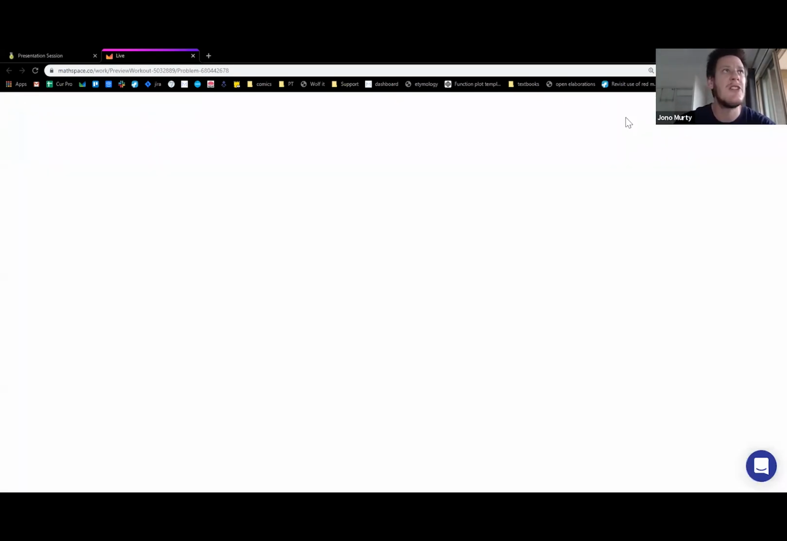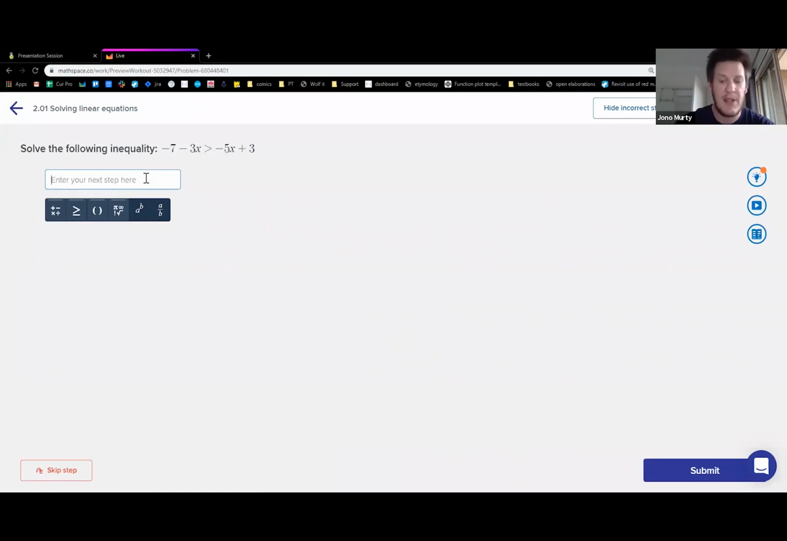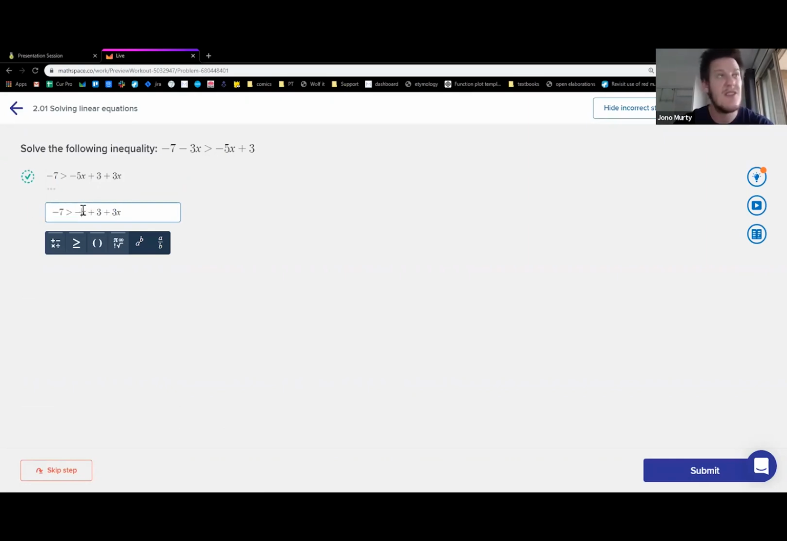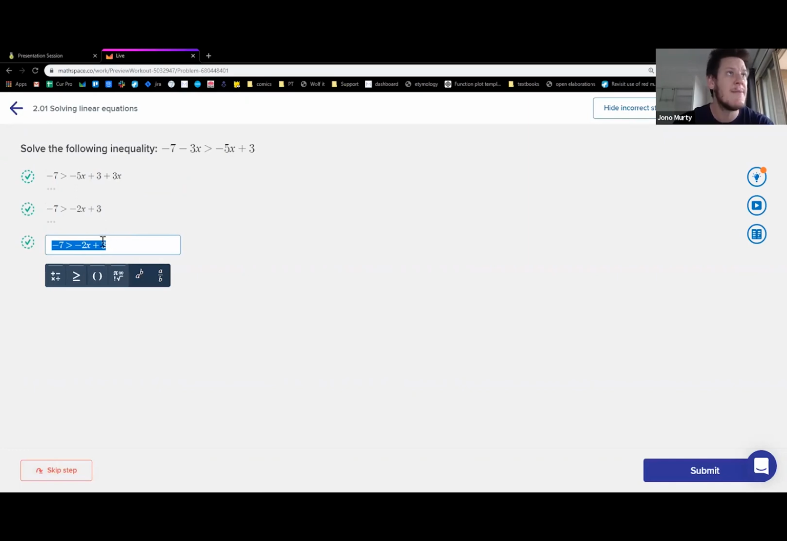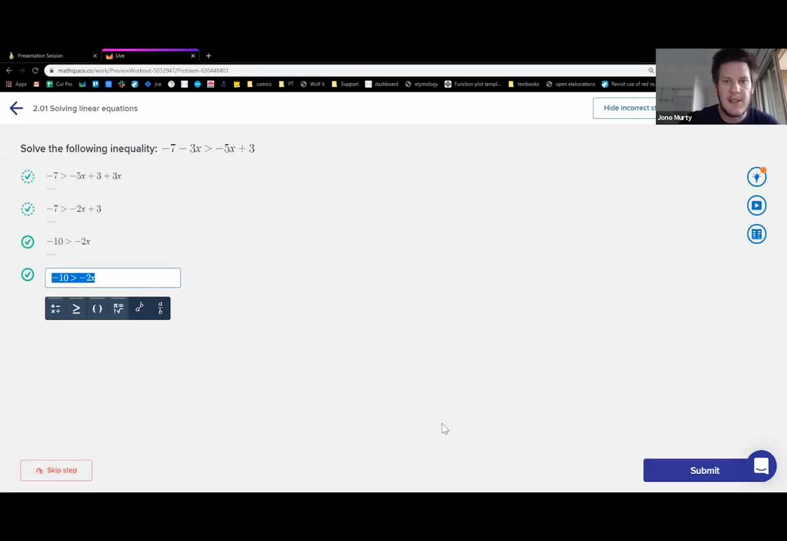Now I'll just quickly show you what would happen if I did it the other way. Let's just start again with this. If I got rid of this and added 3x to both sides, that would give me -2x plus 3. Still correct. Get rid of the 3. Now I'm left with -10. So it's very similar to the line we had previously, which was 2x is greater than 10. Now I've got -10 is greater than -2x.